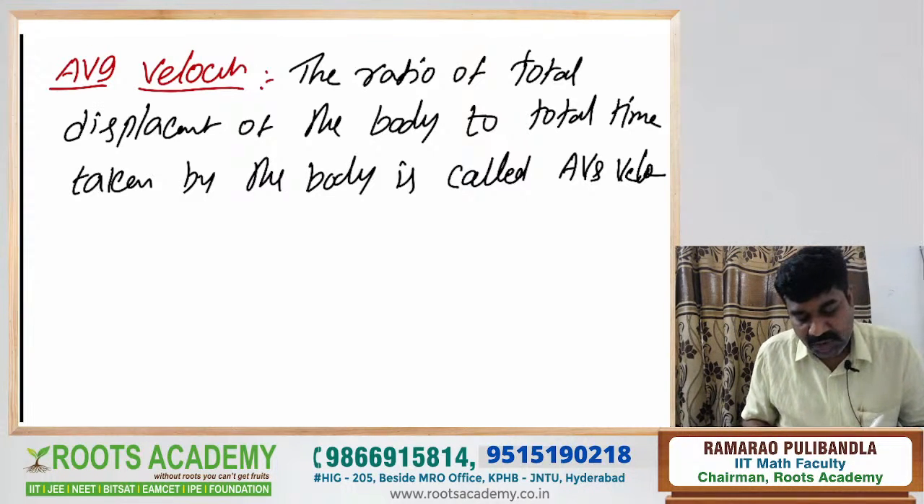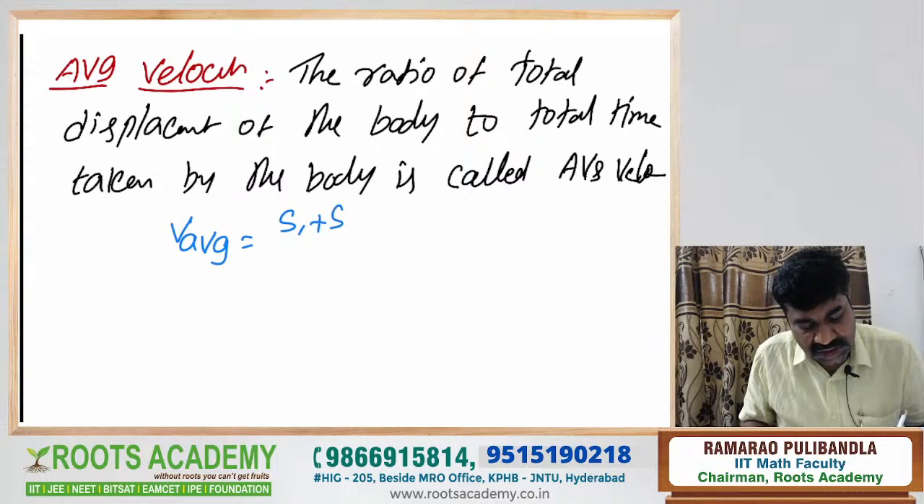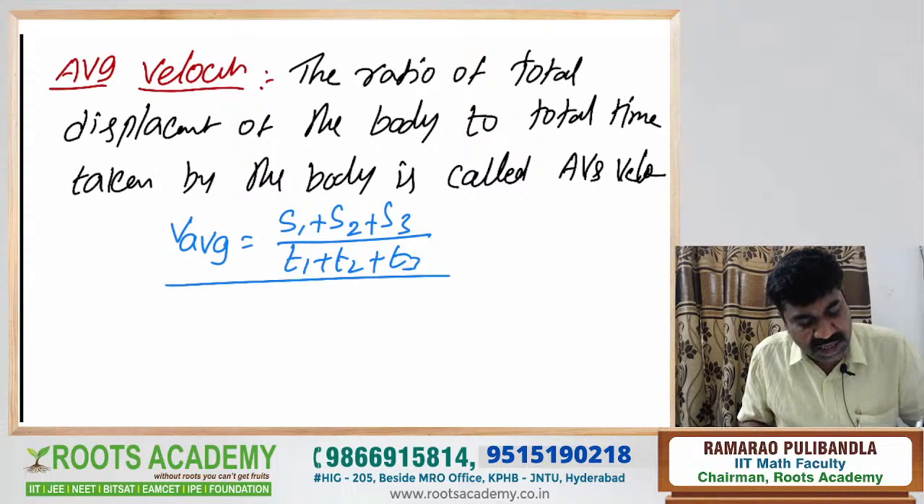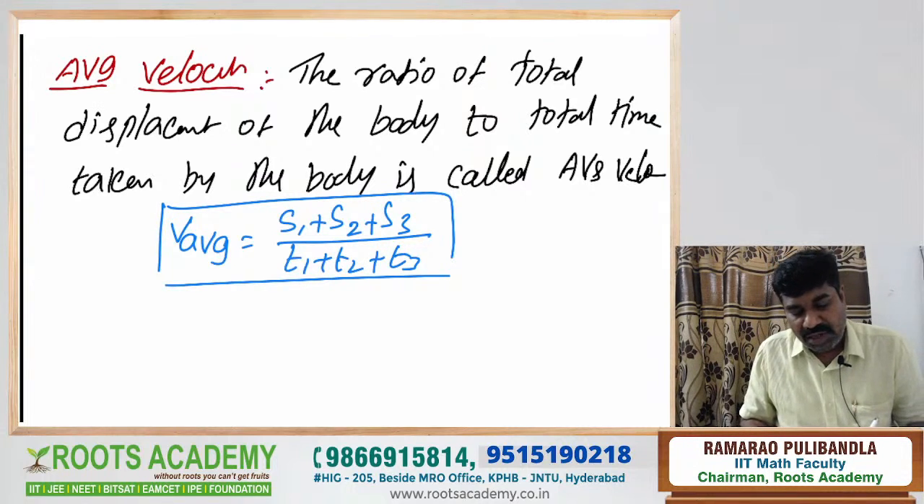average velocity. What is the formula for average velocity? V average is equal to the total displacement S1 plus S2 plus S3 by T1 plus T2 plus T3. This is called the average velocity. What is the definition of instantaneous velocity?